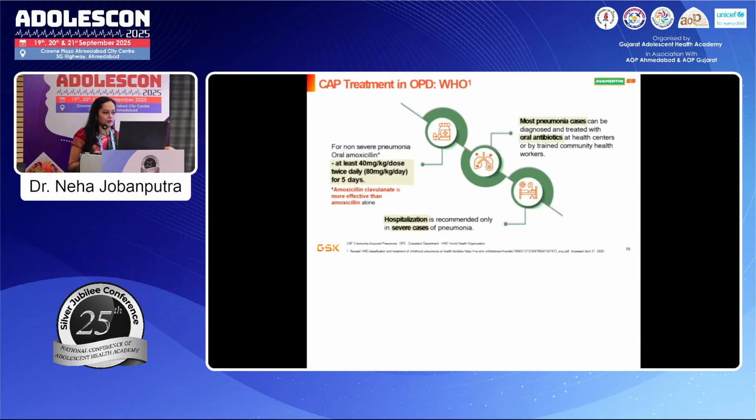In non-severe pneumonia, oral amoxicillin, as I mentioned, 40 milligram per kg per dose twice daily, that is 80 milligram per kg per day for 5 days, is usually enough. In cases where we think that plain amoxicillin might not really help, we usually step up to amoxiclav as it is more effective than amoxicillin. Most pneumonia cases can be diagnosed and treated with oral antibiotics at health centers or by trained community health workers. Hospitalization is recommended only in severe cases of pneumonia.